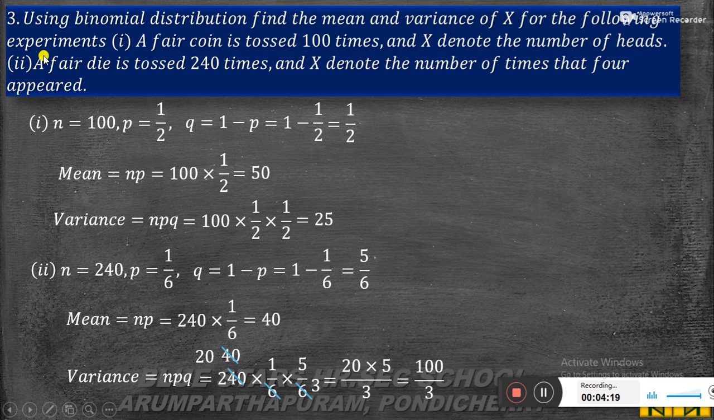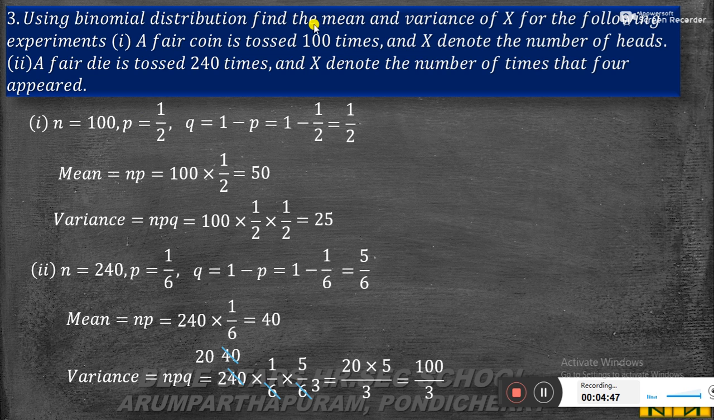Next, third problem. Using binomial distribution, find the mean and variance of x for the following experiments. Subdivision 1: a fair coin is tossed 100 times and x denotes the number of heads. Subdivision 2: a fair die is tossed 240 times and x denotes the number of times that 4 appeared. So by using binomial distribution, find the mean and the variance.